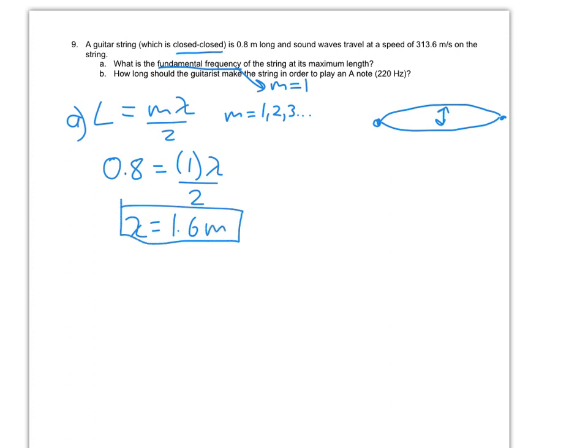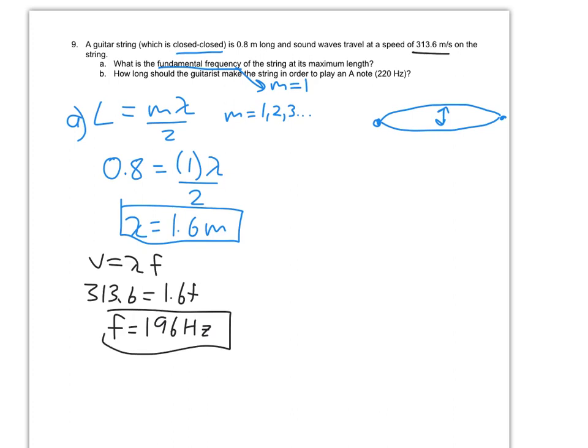That's our wavelength. And from there, we can use the velocity of waves on this string. We're not using 343 here because it's not traveling through air, it's traveling along a string. So we can calculate that frequency, and we end up getting that the frequency here is 196 hertz. Moving on to part B.